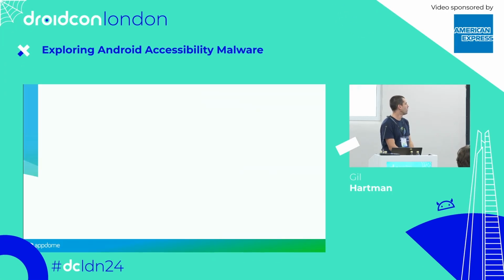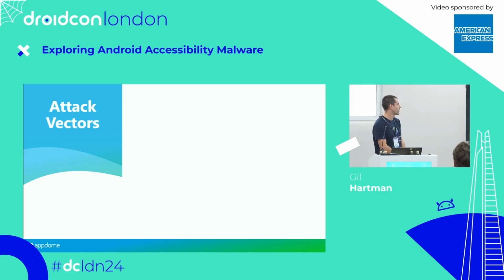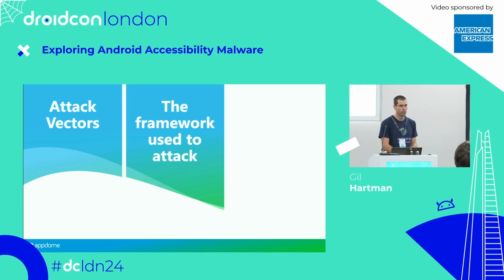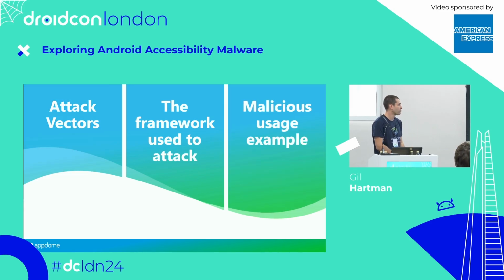We're going to cover 3 topics. First, the different attack vectors. Second, we're going to talk about the frameworks we're going to use to attack. We're not going to talk about that a lot. Then for the most part, we're going to write some malware. We're going to see how we use it, what we're going to do, and how to defend against it. That's basically what we're going to do in these 40 minutes.